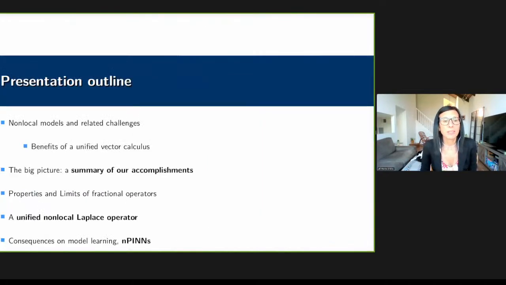This is a brief outline of my presentation. I'm going to start from these general non-local models and the challenges related to these models. And then I will talk about benefits of having a unified non-local calculus. Then I will present the big picture of this work and show a summary of these accomplishments. And then I will focus on fractional operators and talk more specifically about their connections with these non-local operators and talk about their limits. Then I will introduce a unified non-local Laplace operator. And finally, I will get to how we use this unified concept in practice and for learning non-local operators. And in particular, I will focus on non-local physics-informed neural networks.